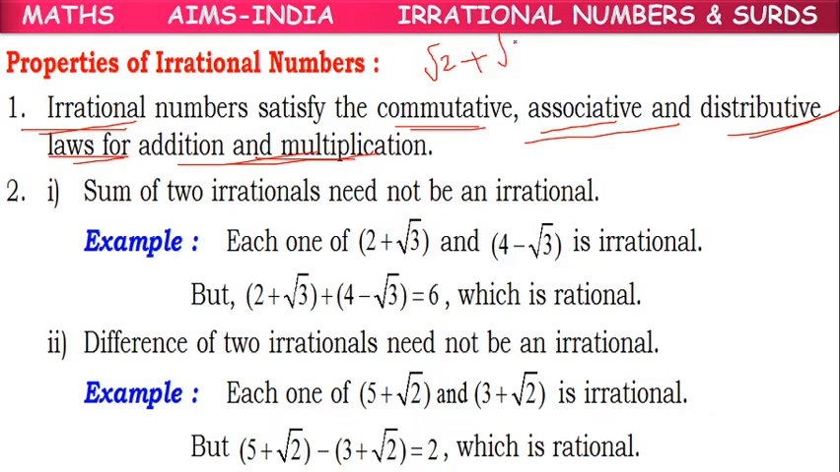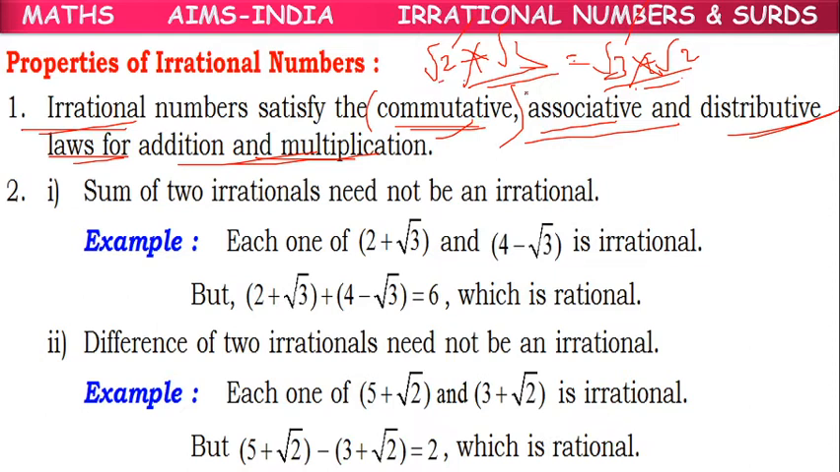We can add two irrational numbers in any order. Root 2 plus root 3 equals root 3 plus root 2. This is called the commutative property. Not only adding, we can multiply two irrational numbers in any order, but the result will be the same. So they obey the commutative property.